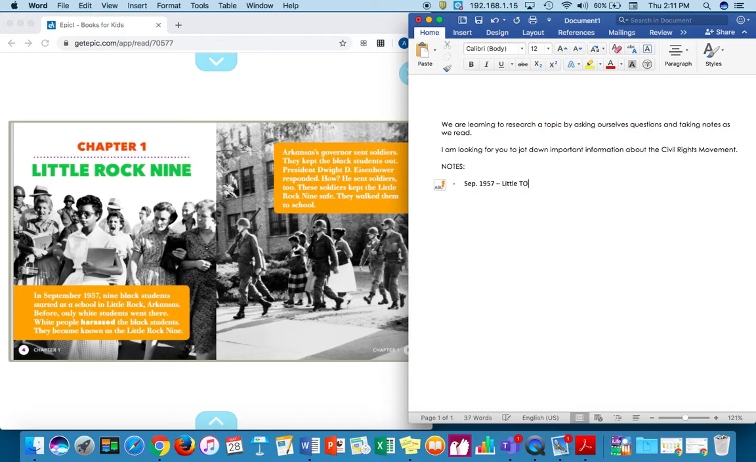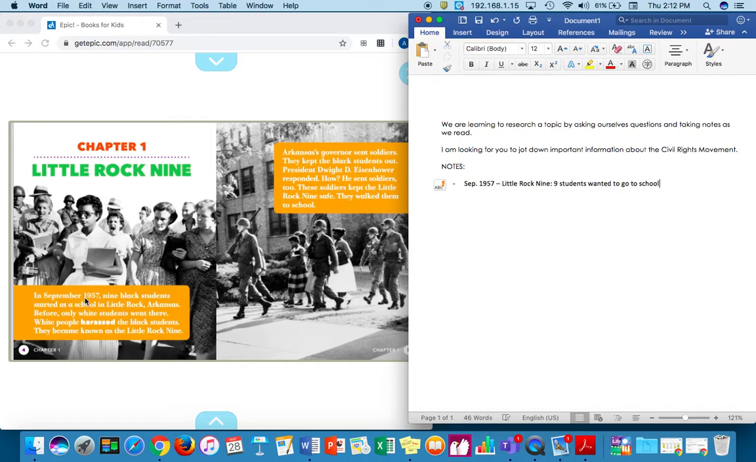And Little Rock 9. Now, since maybe I don't know what that is in my head, I might write down 9 students wanted to go to school. If I look back at that, do you think that I'm going to know why they can't go to school? Maybe not. So I might want to add in more information. Again, I would go back to the text.